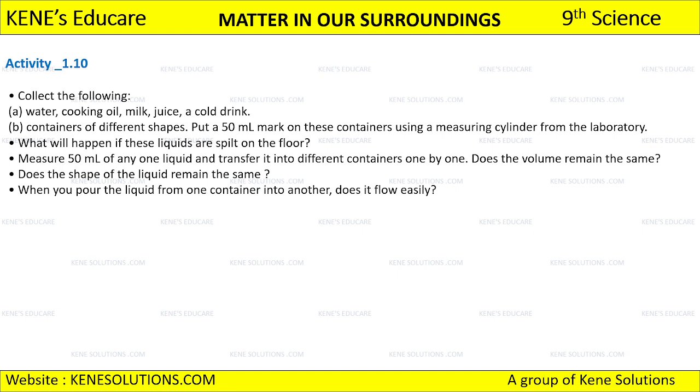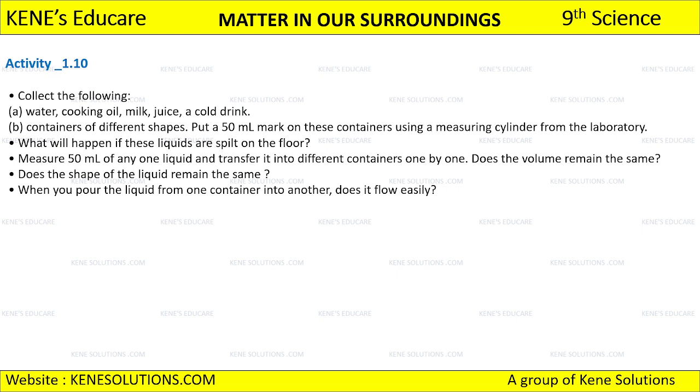Now, firstly you have to check whether this liquid can be spilled on the floor or not. Yes, we know that all liquids flow after they are spilled on the floor. Secondly, measure 50 ml of any one liquid and transfer it into different containers one by one. Does the volume remain the same? Yes, the volume remains the same after transferring the liquid into different containers.